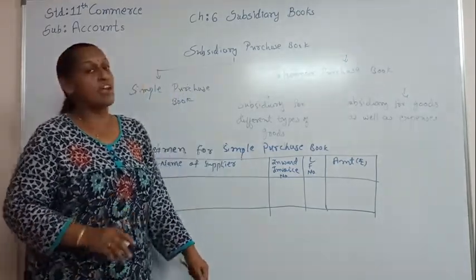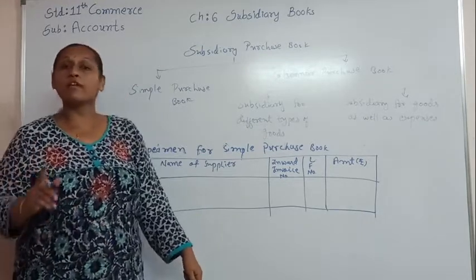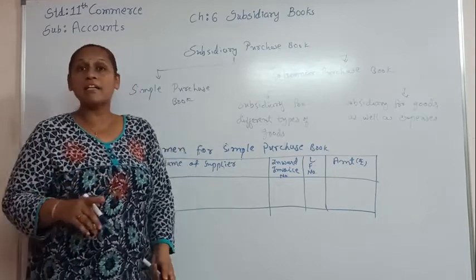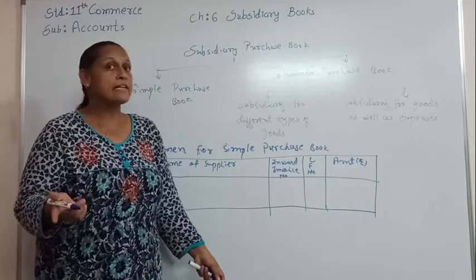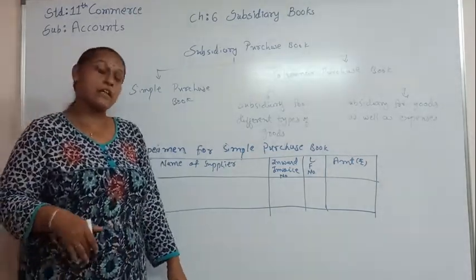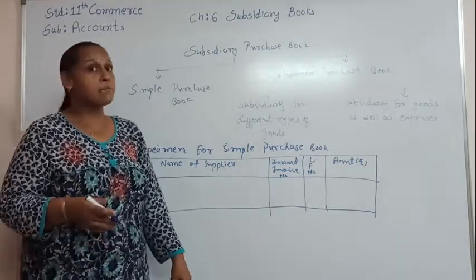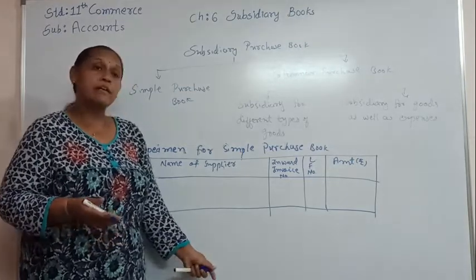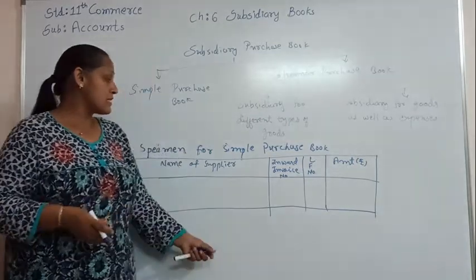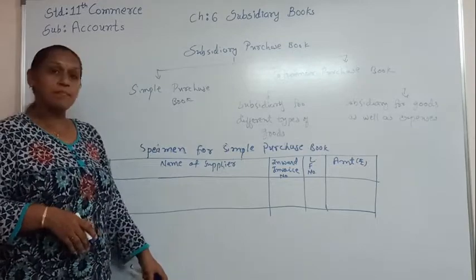So cash purchase we are not going to write in a subsidiary book. Cash purchase we are going to record in a cash book. If the transaction is partially cash and partially credit, in that situation we are going to consider the whole transaction as a credit transaction, and we will record it in a subsidiary book. So these are the things that we have to keep in mind when we are going to prepare the subsidiary books for goods. So you will note this down. Then we are going to see illustration number 1, where we are going to prepare a simple purchase book.